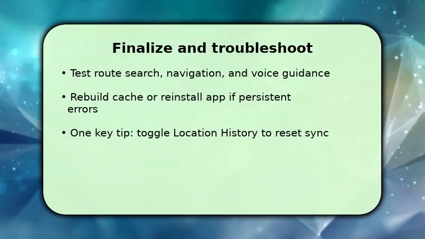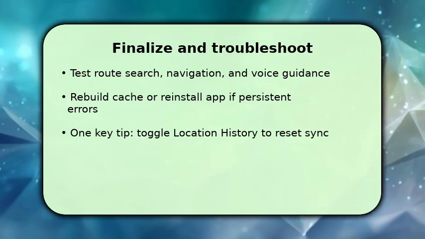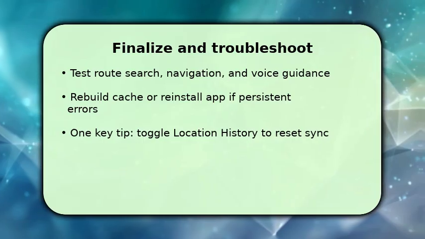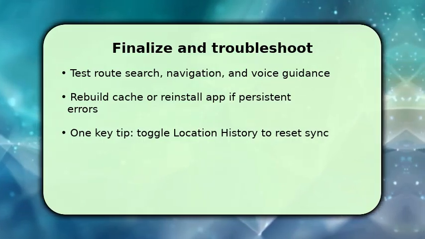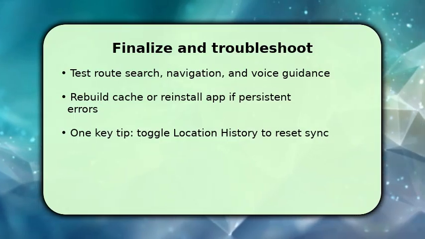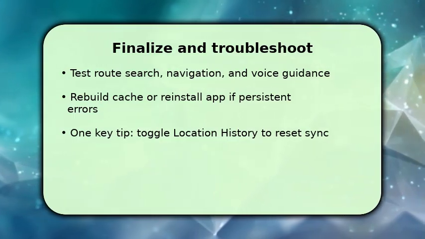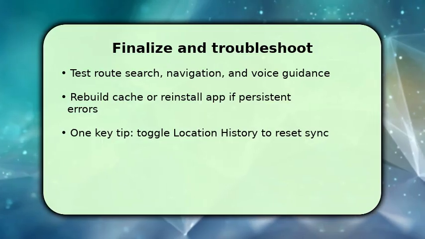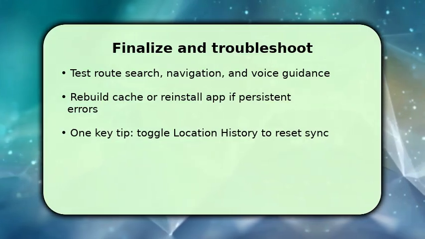Finally, test core functions. Search an address, start navigation, and verify voice guidance and lane suggestions to confirm full restoration. If you still see missing places or crashes, rebuild Maps cache in App Info or reinstall the app. This resolves corrupted installs. Make sure Play Services is updated too, because Maps relies on it.